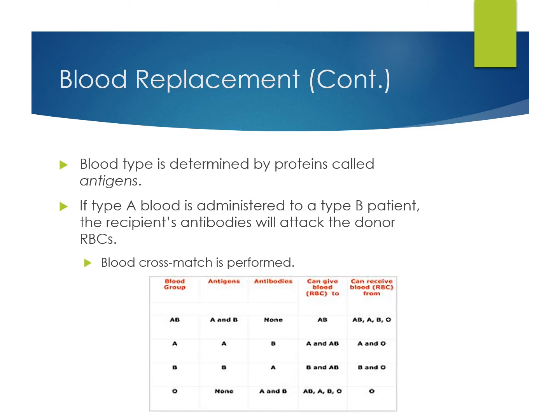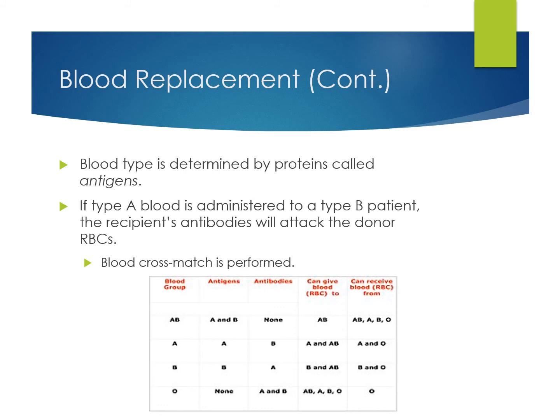Blood type is determined by proteins called antigens. So it's important that patients receive the type of blood that's compatible with their blood type. If type A blood is given to a type B patient, the recipient's antibodies will attack that donor blood. You'll have a bad reaction. So that's why they do blood cross-matching, to make sure that the blood they are receiving is appropriate.